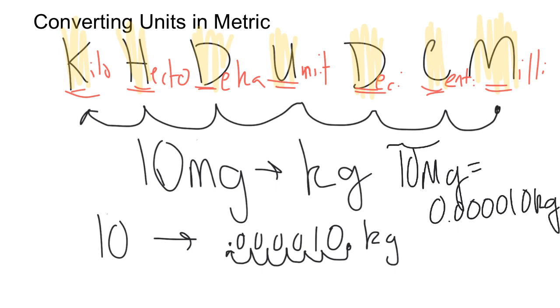And this makes sense because we know that a milligram is much, much smaller than a kilogram. So to have 10 milligrams would be a very, very small number of kilograms. But once you get the hang of this converting units in metric, you know that we're just moving the decimal place, and it actually becomes a pretty simple procedure, whether you're going bigger or smaller.